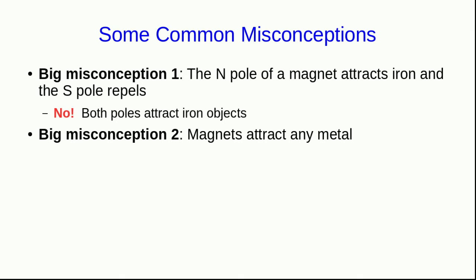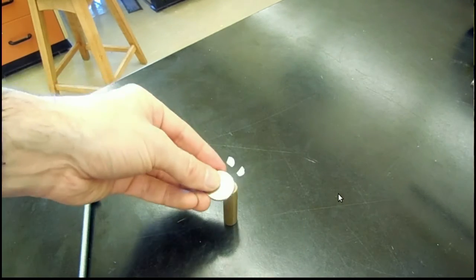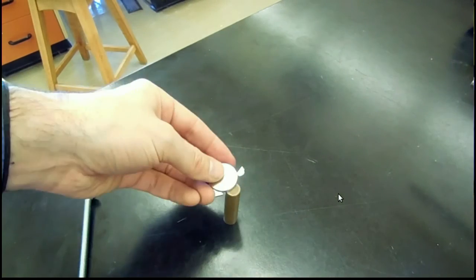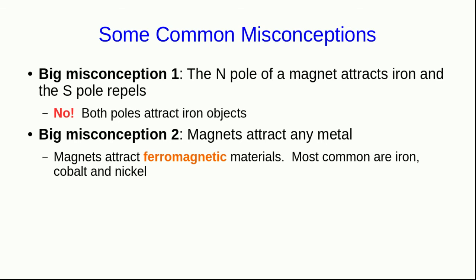And then you can verify that both poles will pick up something like a paperclip. The other big misconception is that magnets attract any metal, but they certainly don't. A magnet won't attract copper or brass. Magnets attract ferromagnetic materials, and the most common ferromagnetic materials are iron, cobalt, and nickel.